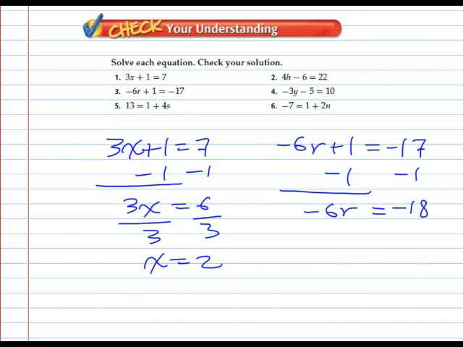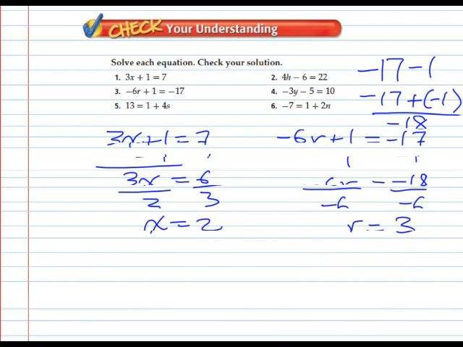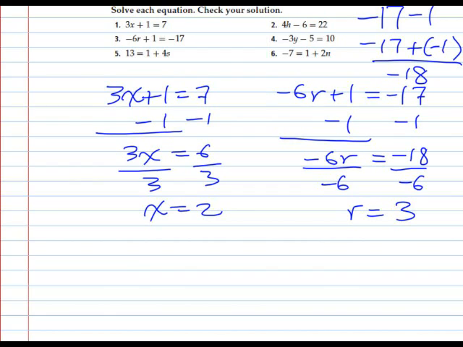Number 3, negative 6r plus 1 equals negative 17. Subtract 1 from both sides. Negative 6r equals negative 18, because negative 17 minus 1 is the same as negative 17 plus a negative 1. You can see how that gives me negative 18. Divide both sides by negative 6. R equals 3.